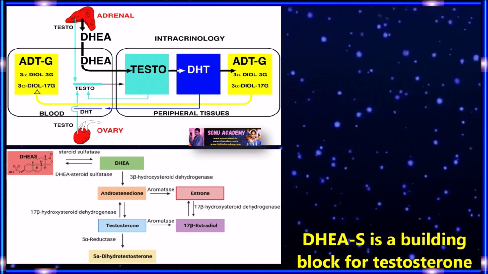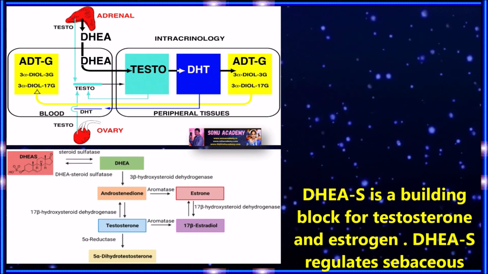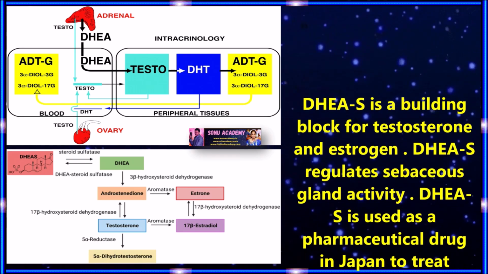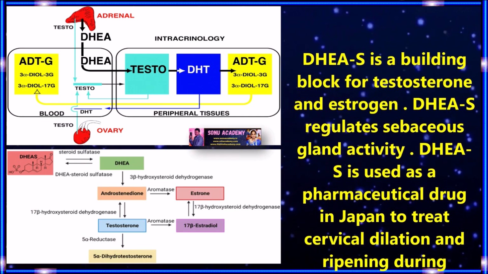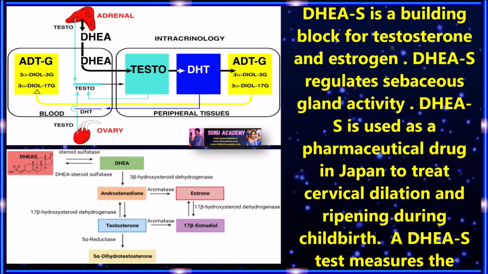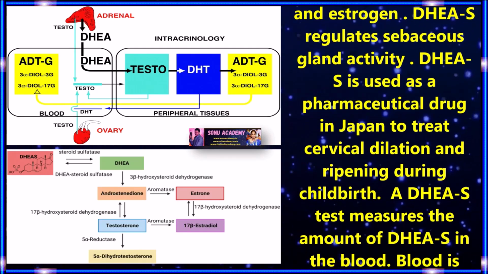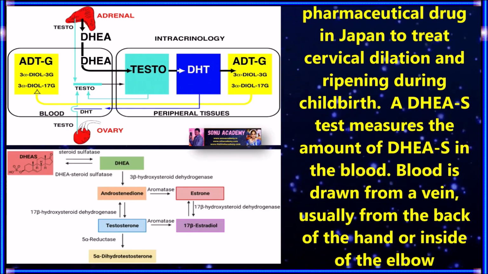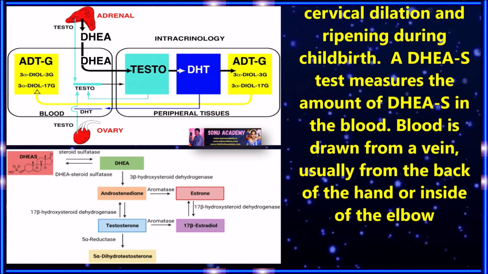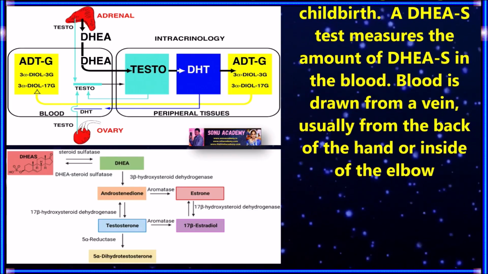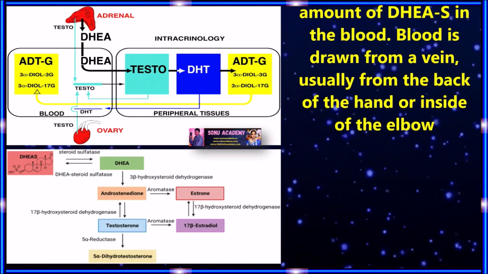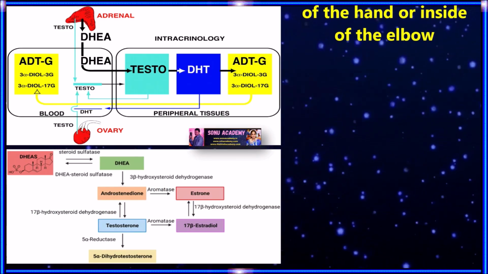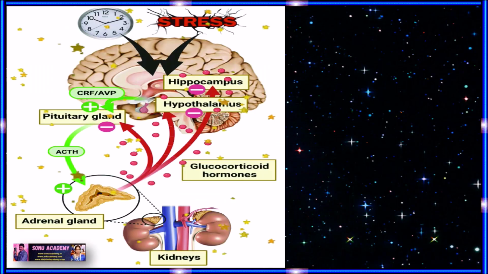Children, let us discuss how this DHEA works. DHEA is a building block of testosterone and estrogen, and it also regulates sebaceous gland activity. It is used as a drug in Japan to treat cervical dilation and ripening during childbirth. A DHEA test measures the amount of DHEA in the blood. Blood is drawn from a vein, usually from the back of the hand or inside the elbow.